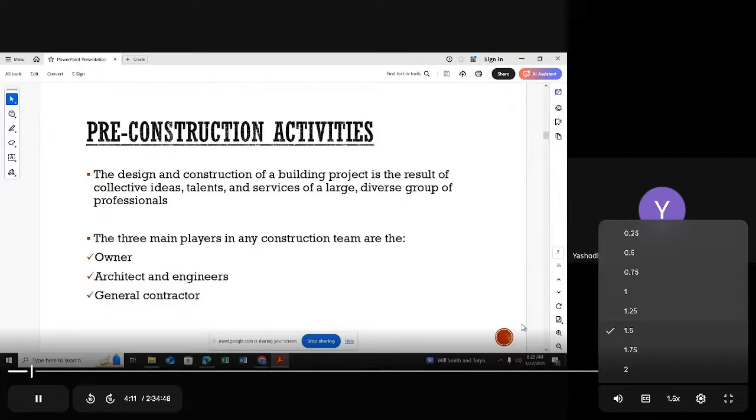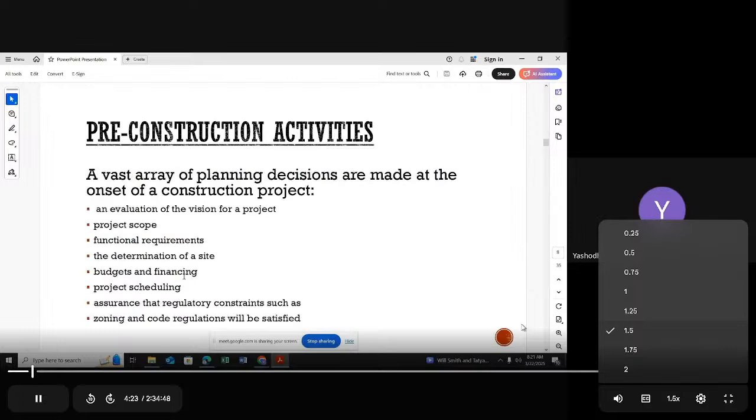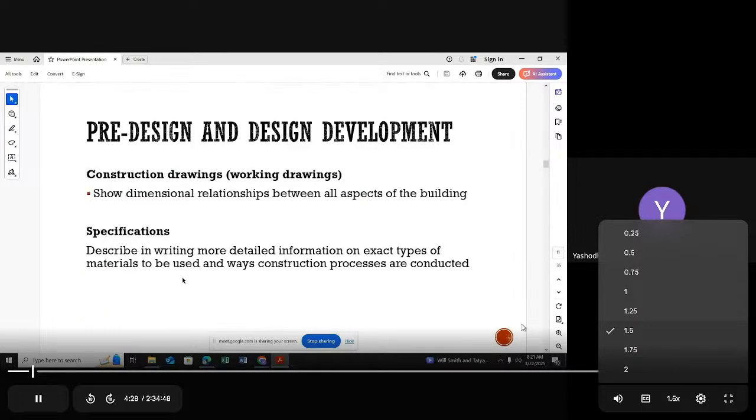During the pre-construction stage, we have to do a lot of activities, and we have to take a lot of approvals. That's the start of our project. So those are some project activities related to the pre-construction stage.